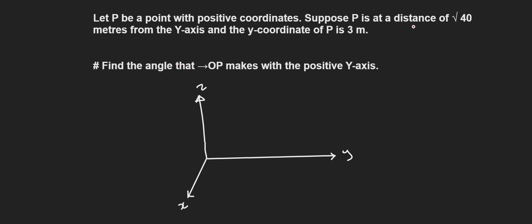So P is root 40 meters away from the y-axis. So if this is the y-axis, this distance is root 40. The point is here, root 40 meters away from the y-axis, and the y-coordinate is 3. Here we have 3. Now we see a triangle making up.